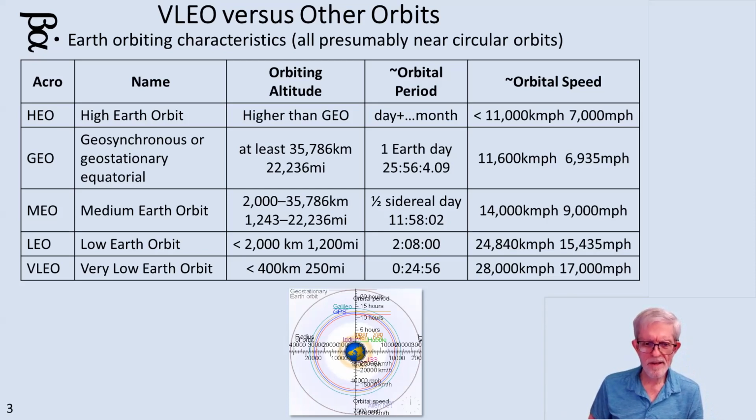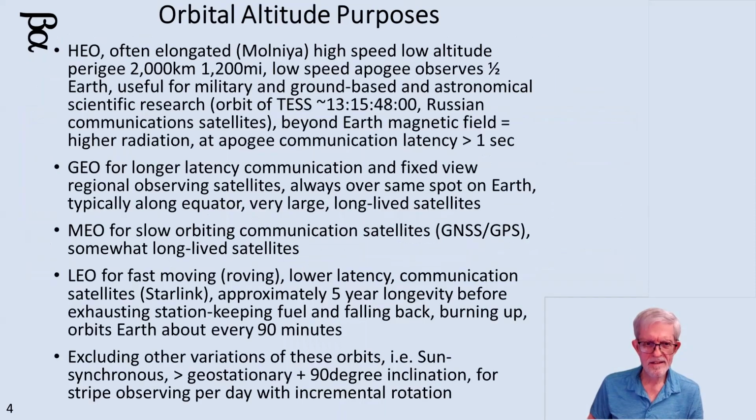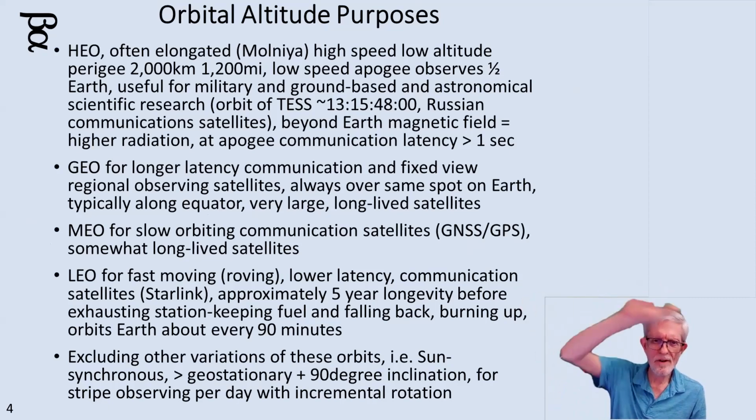But these kind of orbits may be useful because the communication delay is low. It costs less to put them up there, but there's different altitudes for different purposes. The most interesting one is one that Helen introduced me to years ago called a Molnia. Imagine you're in Russia. You're at very high latitude.